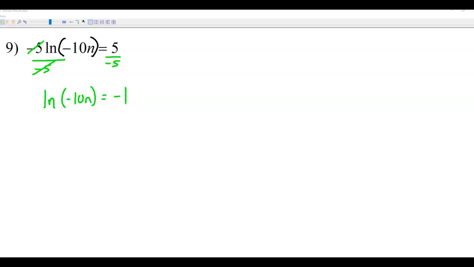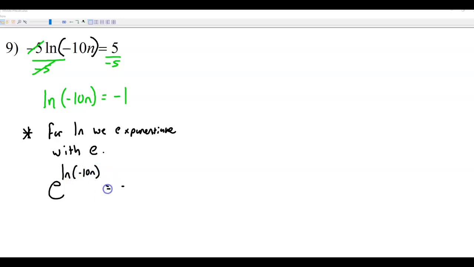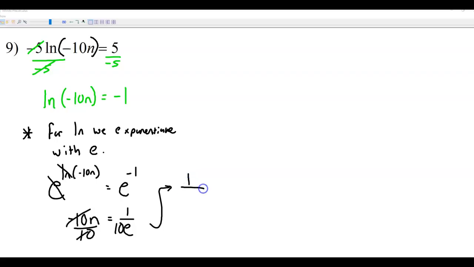Next, we want to exponentiate. And this is where the special note comes in for this one. For ln, we exponentiate with e. Okay, so this is going to be e to the ln of negative 10n and e to the -1. And these cancel out, and I've got negative 10n. E to the -1 is 1 over e. And then I just need to divide both sides by 10. And I'll just put the 10 on the bottom over here. And so we end up with 1 over 10e. And you could just leave your answer like that.